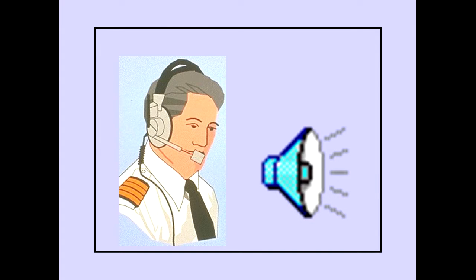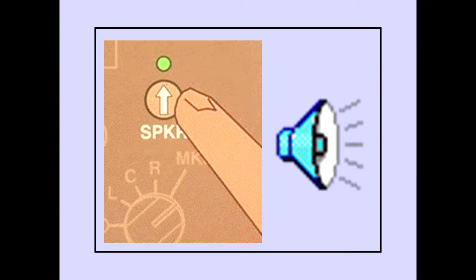Receivers are monitored using a headset or speakers. When the speaker is selected, the green indicator illuminates. The volume is adjusted by rotating the switch. The speakers are located to the side of the captain and first officer.